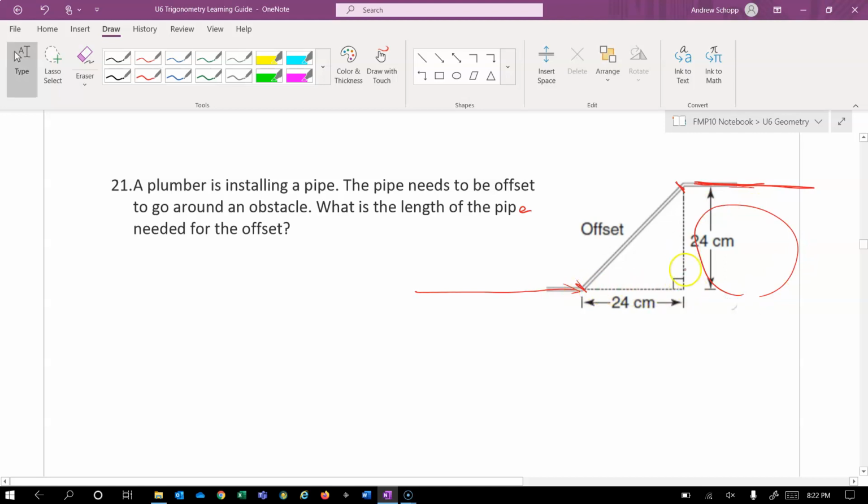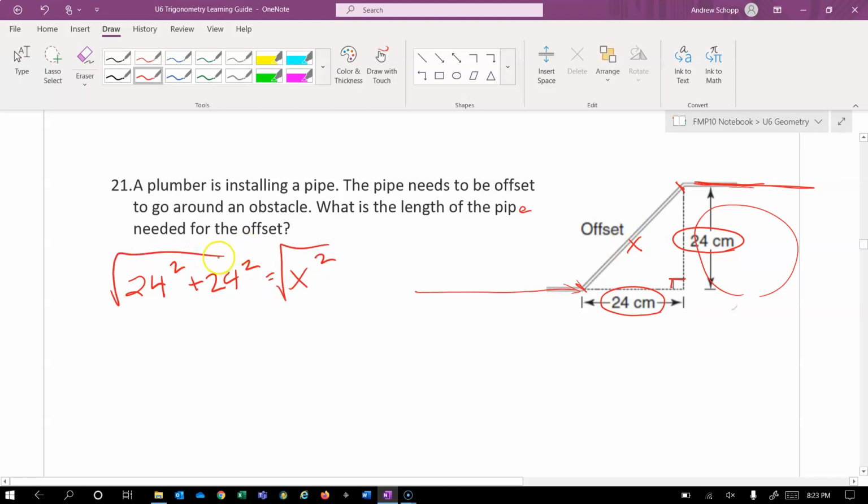We know that the length and width or height of that offset is 24 by 24. We know that it's a right triangle. Those two sides are the legs. So we could go 24 squared plus 24 squared equals the offset. I'll just label that x squared, square root both sides, and x is equal to approximately 33.941 centimeters.